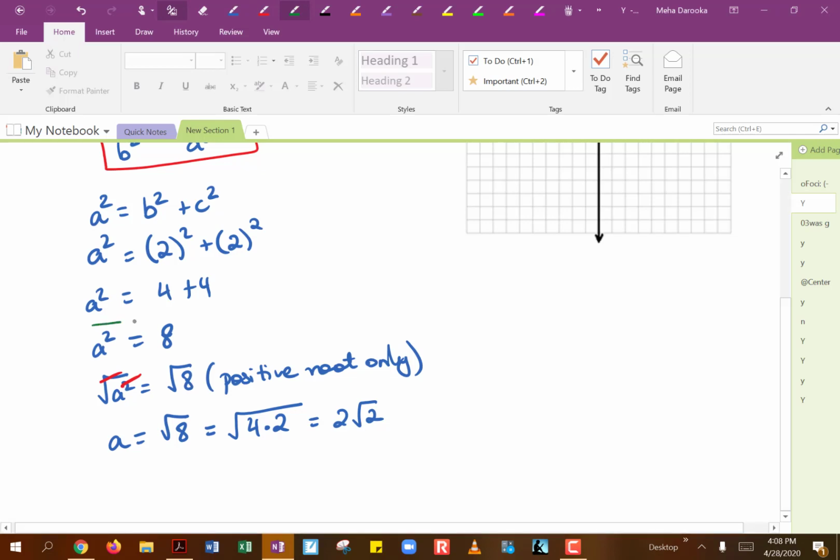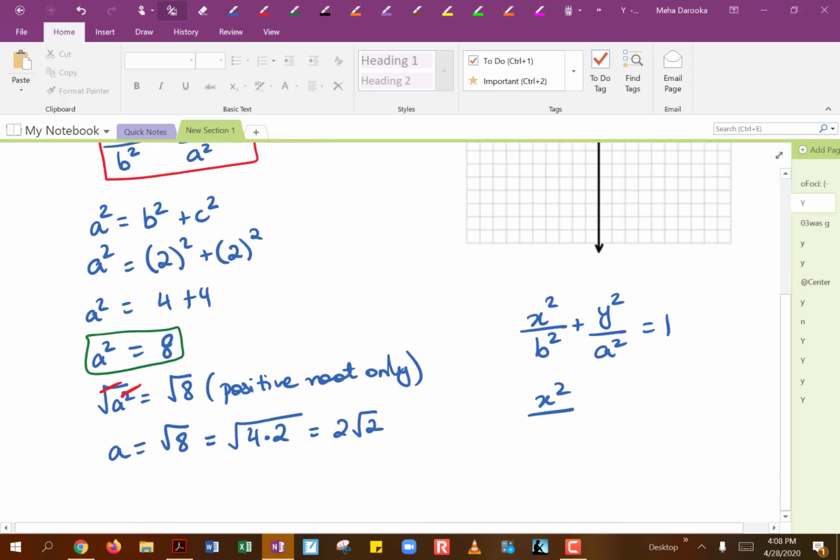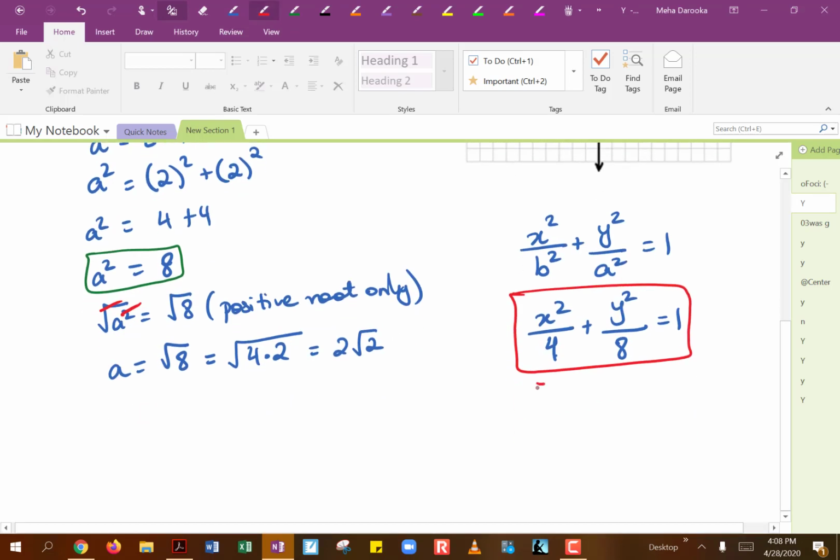Okay, so again, we have our a square value as 8. So let's go ahead and write our equation down. So x squared over b squared plus y squared over a squared equals 1. So again, remember our b value is 2, so b squared will be 4. Y squared over a squared was 8, and that equals 1. So this is going to be the equation of our ellipse.